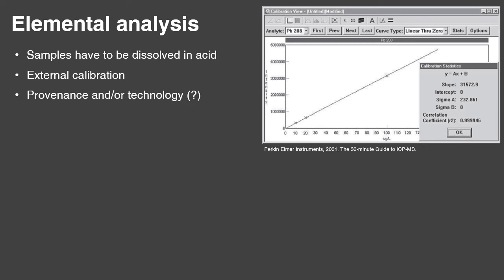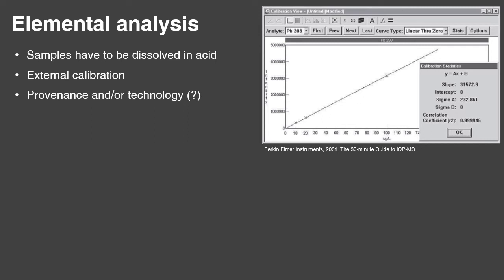This means that relative element abundances in the samples are calculated from a calibration curve, as in the example shown on the right. The calibration curve is generated by analyzing standard solutions with known element contents, in this example for 10, 20, and 100 micrograms per liter, or ppb, and relate them to the raw intensity data produced by the instrument.